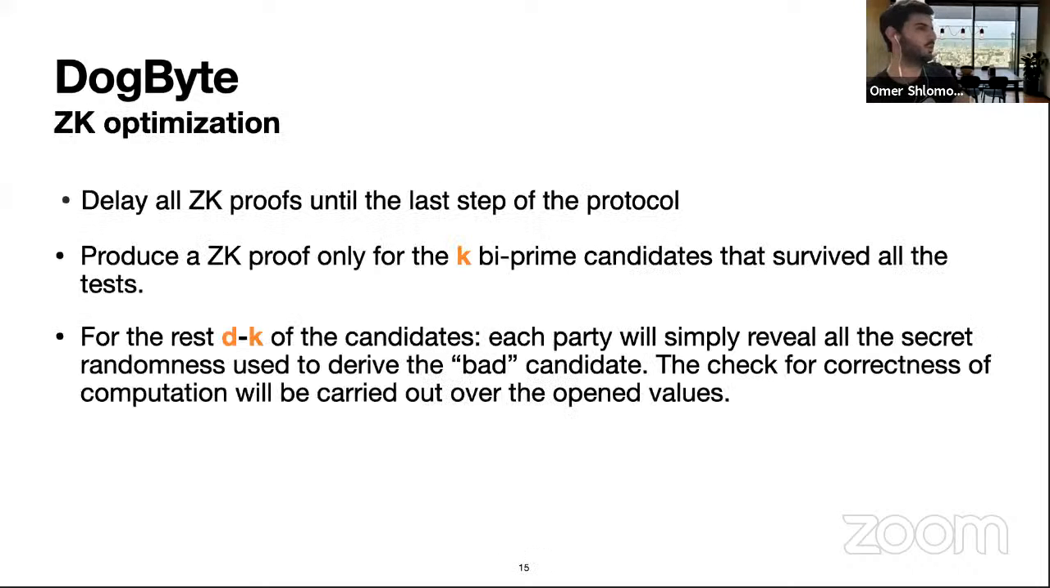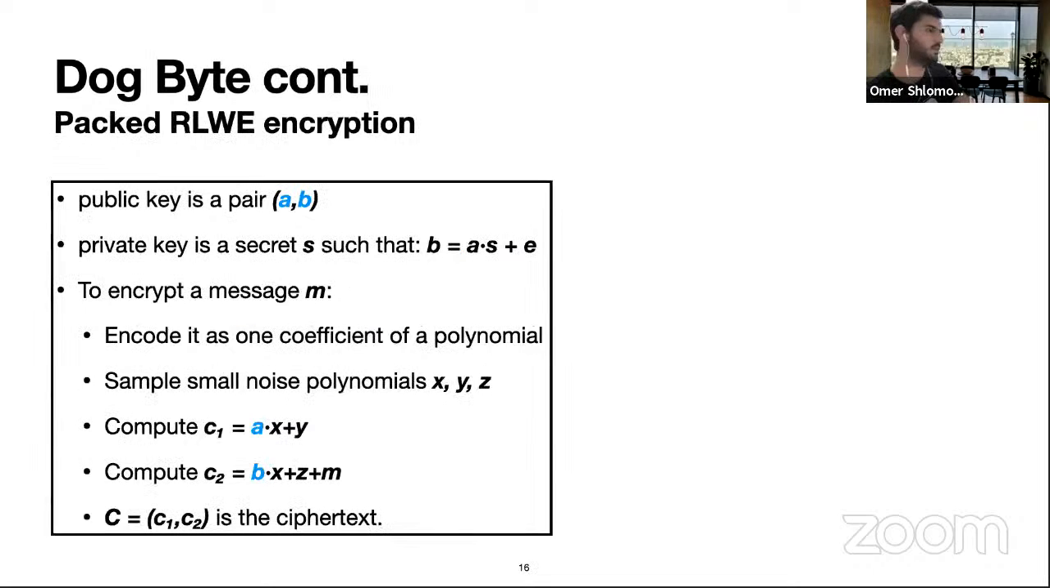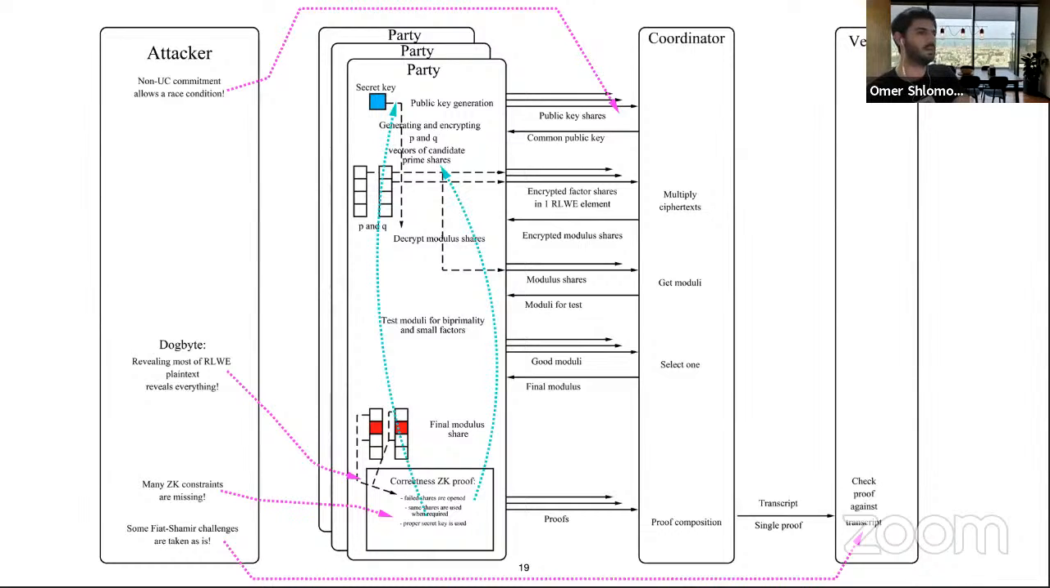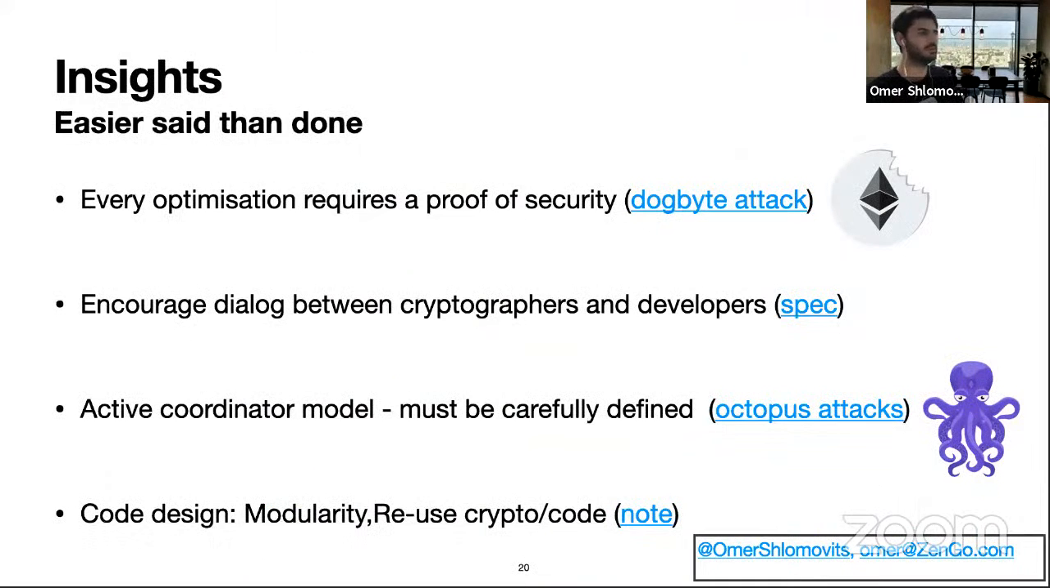I would simply go over it by just mentioning that there is one optimization around the zero knowledge proof, one optimization around the packed ring LWE encryption that allows you to basically have enough equations to extract the K successful candidates for PMQ. And then a passive adversary can basically break the protocol. So just by looking at the public transcript, which is another part of the Diogenes protocol that is visible to anyone, the attacker can just learn PMQ. So again, I'm going back to the insights and would open it for questions.